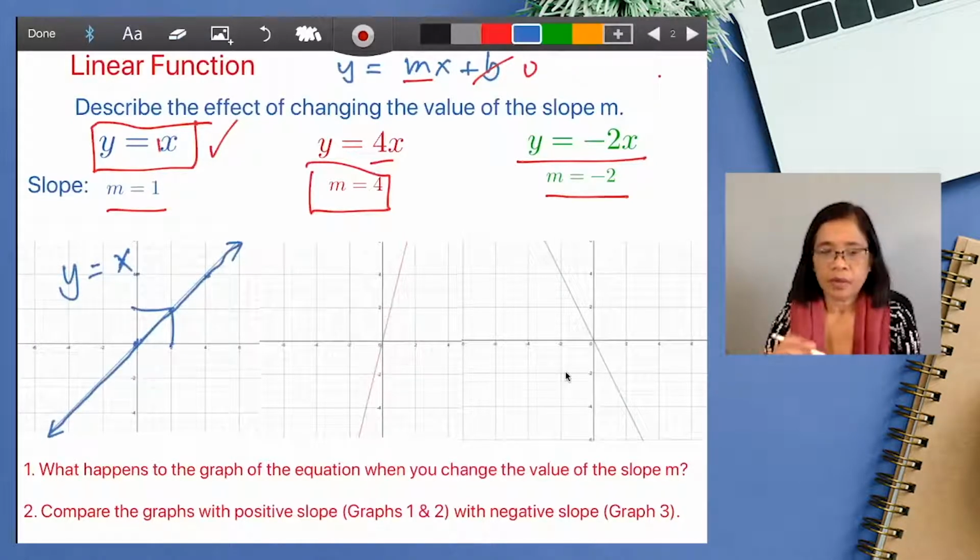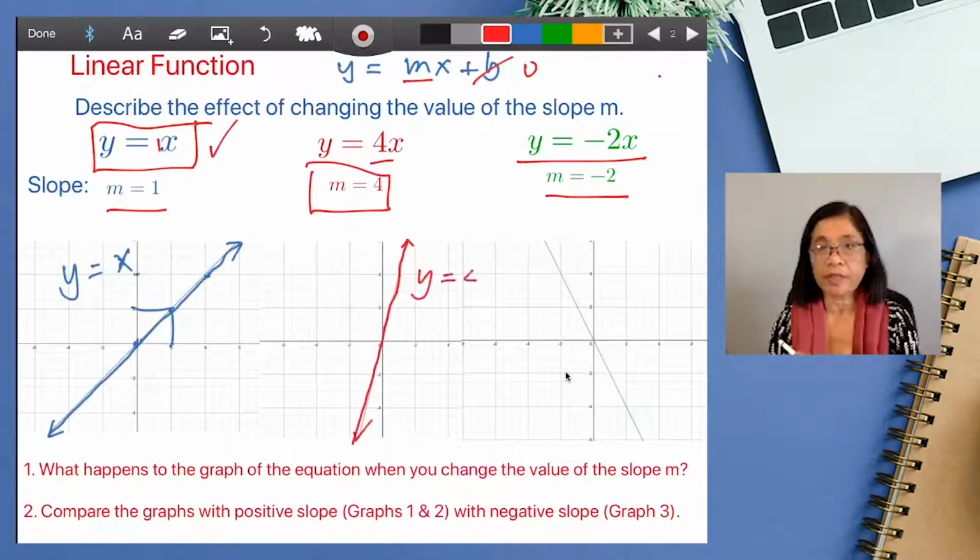Now, compare this to the graph of y is equal to 4x. This red line represents the graph of y is equal to 4x. So what happens to the graph when we increase the value of m, or the slope m, from 1 to 4?